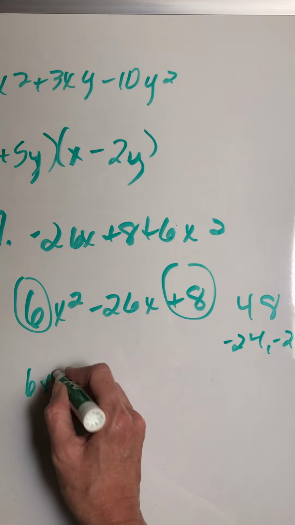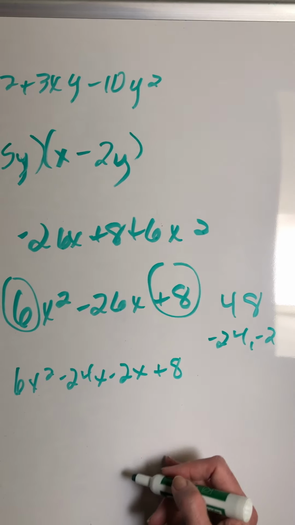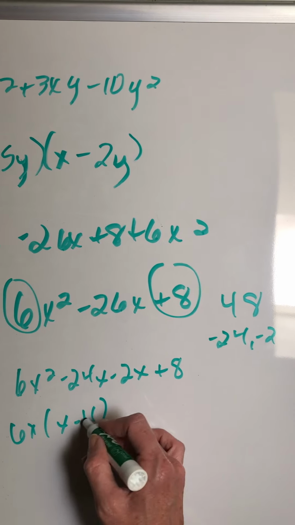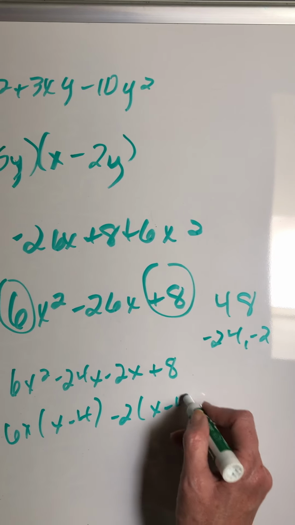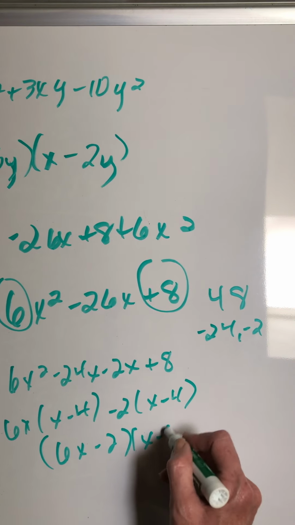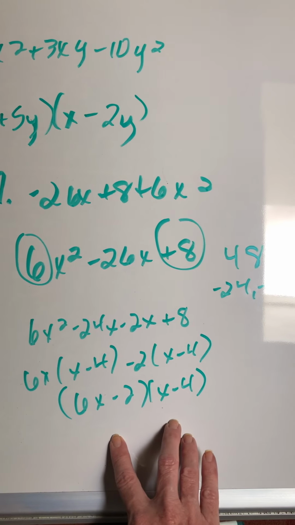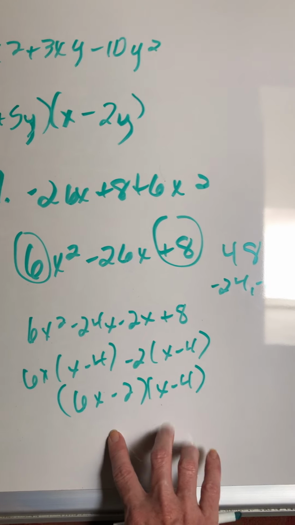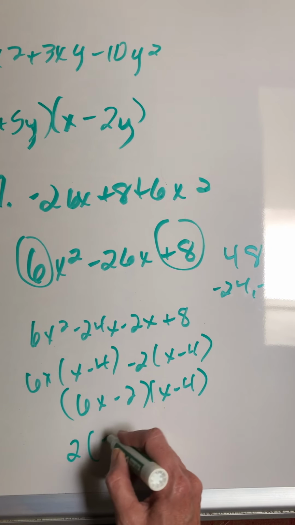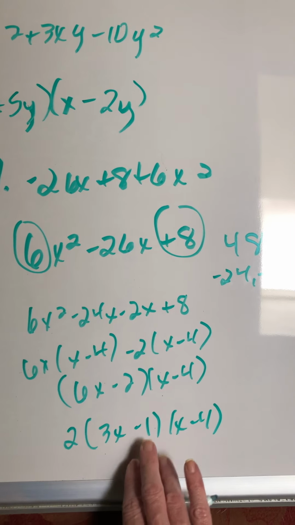So 6x squared minus 24x minus 2x plus 8. Then we take a 6x out, that's x minus 4. We take a negative 2 out, that's x minus 4. So then we get 6x minus 2, x minus 4. Now, here's the problem with this. It's not completely factored because you can take a 2 out right here. So take a 2 out, get 2 times 3x minus 1, x minus 4. Okay, so that's one way to do it.